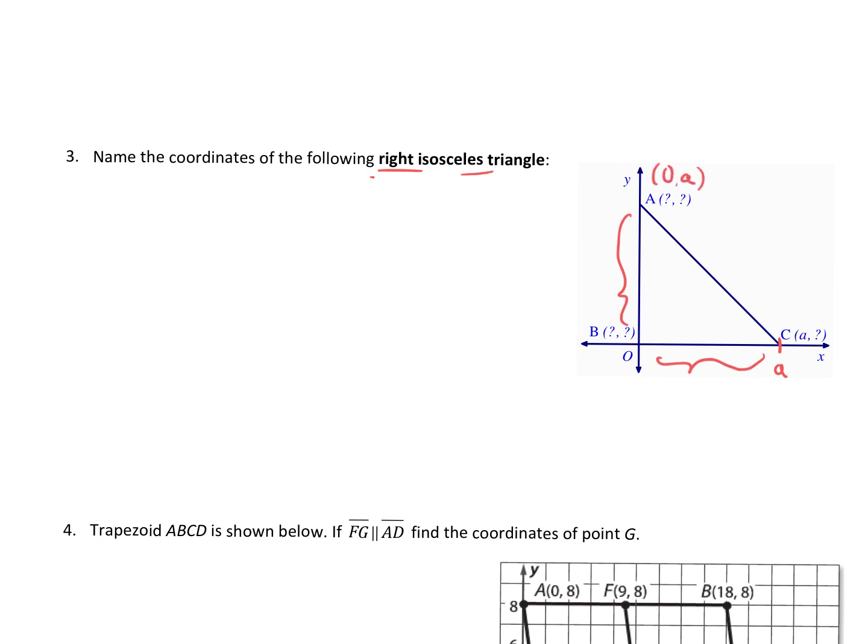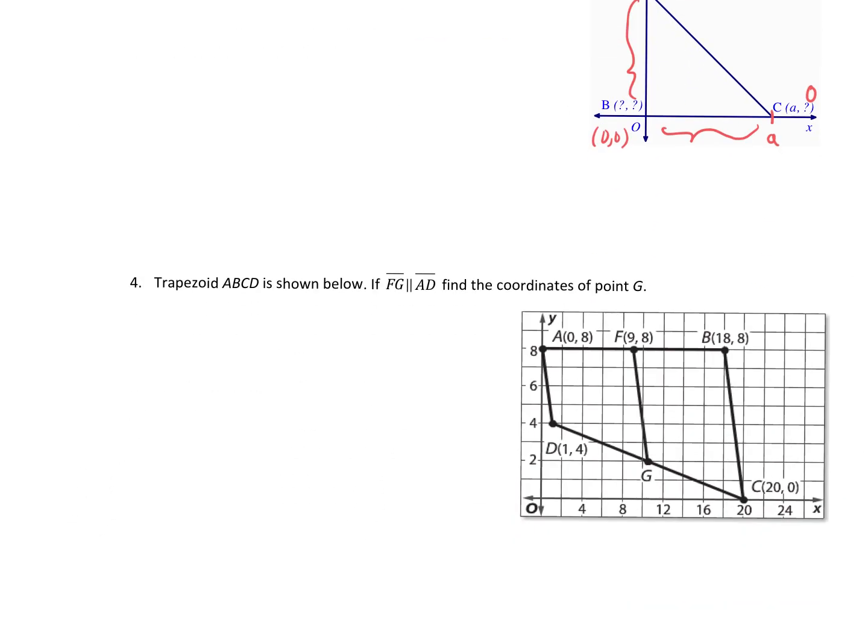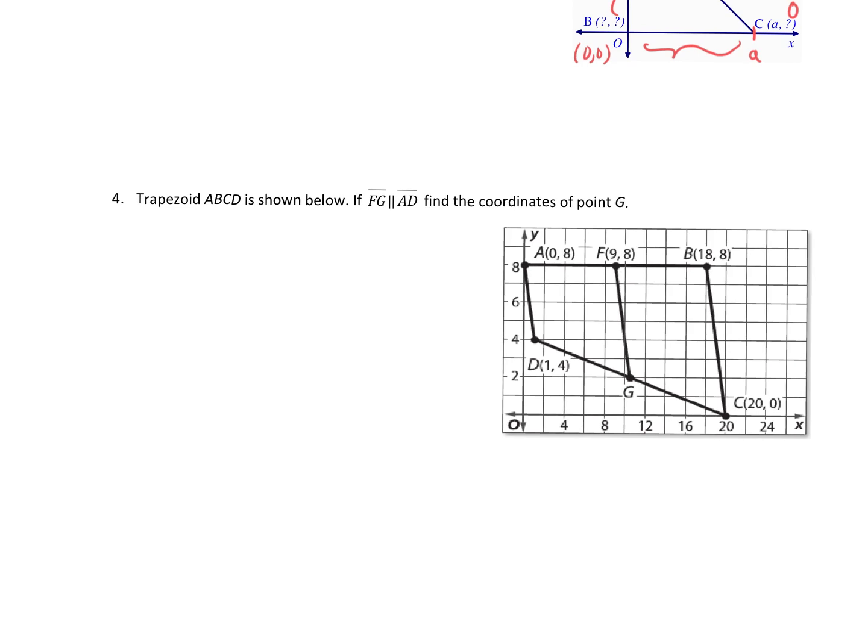What else has to happen? Well, that's on the axis, so that's 0. This is on the axis, so this is 0. And of course, this is 0, 0, so that's kind of silly. So if you had those as your coordinates, you'd have a right isosceles triangle of length A for a side. This one, they told us it's a trapezoid.